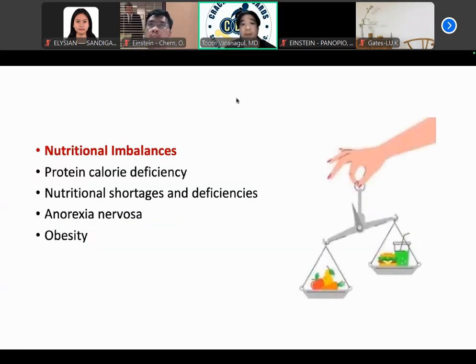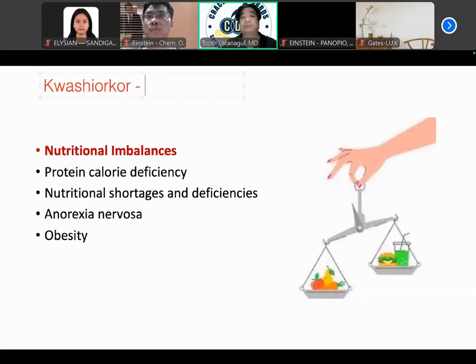So please take note of that. Now, nutritional imbalance. Nutritional imbalance can also cause cellular injury. We have the protein caloric deficiency. We have vitamin or nutritional deficiencies. Obesity is a nutritional imbalance. Anorexia nervosa is also a nutritional imbalance.